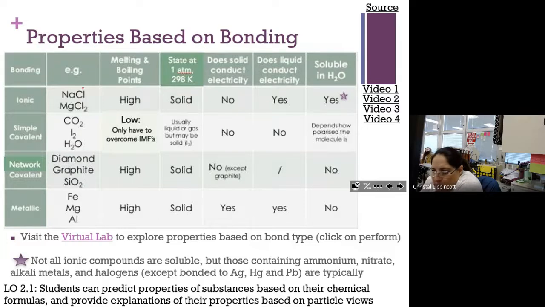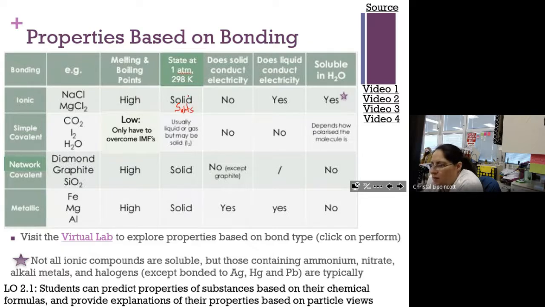Properties based on bonding. We have ionic here. They gave you a couple examples of that. We know that ionic has high melting and boiling points. You guys have tried to melt salt before in here. Doesn't work. State at room temperature, all your ionics are solids. They are referred to collectively as? Salts. Yes. All ionic compounds are known as salts.